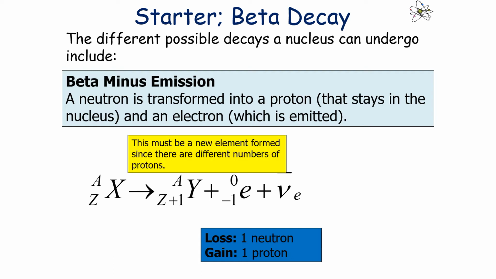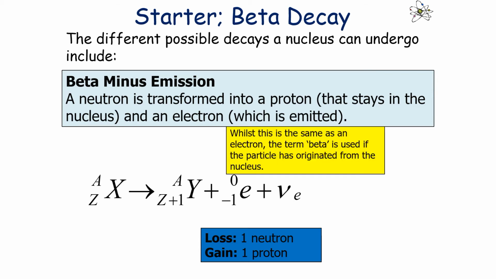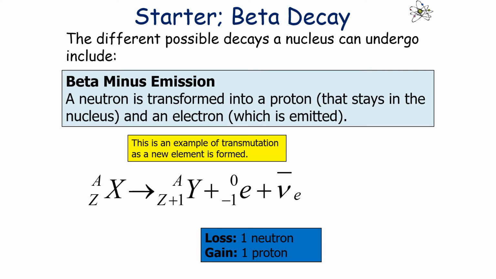Now, there is a new element formed since there's a different number of protons in the nucleus after beta minus emission, and whilst this is the same as an electron, the term beta is used for the electron emitted if the particle has originated from the nucleus. Now, again, this is an example of transmutation, as a new element has been formed in the nucleus.